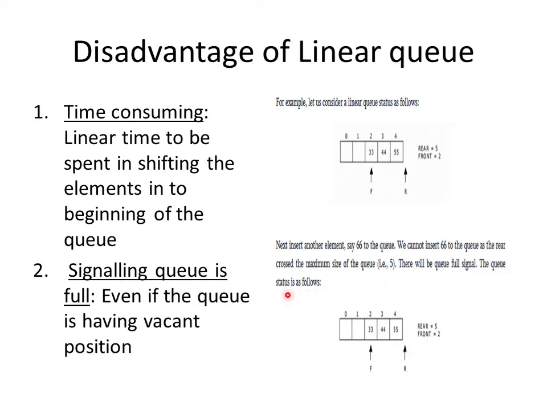This queue status is as follows. You can see here, if I try to insert 66 next, it is not possible because the queue has no more size. But here you can see that position 0 and position 1, that is queue of 0 and queue of 1, both are empty, but I cannot insert 66 in position 0 or position 1. This is the main disadvantage of the linear queue.